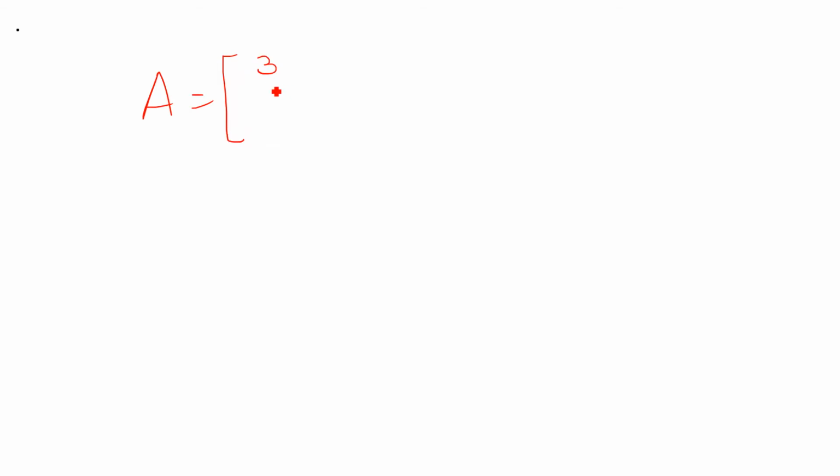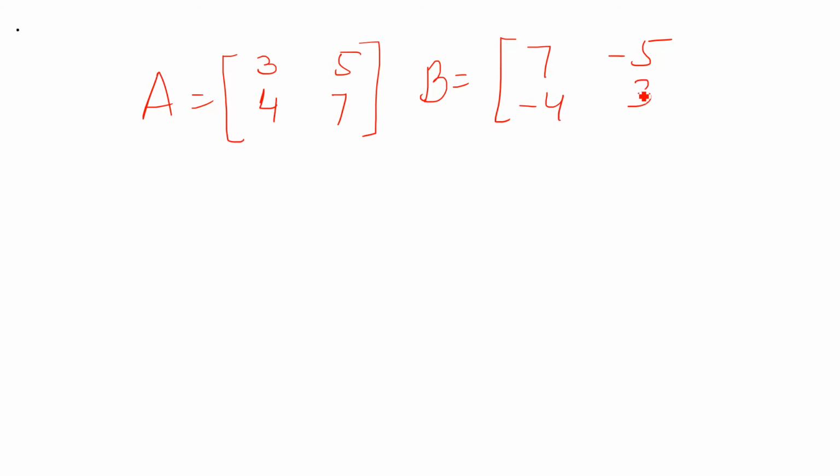This is one matrix, 3, 4, and we have another matrix, and here I will write down -4, and here I will write down 3. Suppose I have these two matrices and the question is whether these matrices are multiplicative inverse of each other or not. Now what is the meaning of multiplicative inverse of each other?